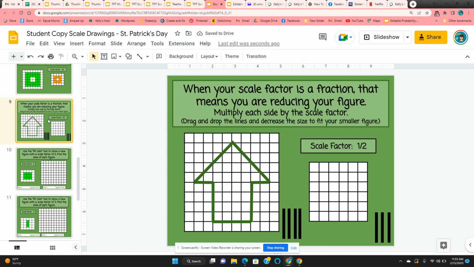And then the next one, they're not going to use the fill color feature. They're going to decrease this in size as a scale factor of 1/2, but they're going to use these little black pieces here. And so they're going to take each side and they're going to divide by 2. Now you might want to do this with the students because it's a little bit tricky for some of the students. So if you start at the bottom, which is the easiest, then you're going to get a measurement of 2. The sides are also going to be 2.